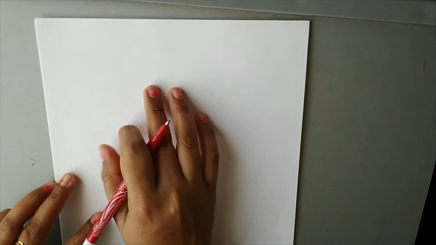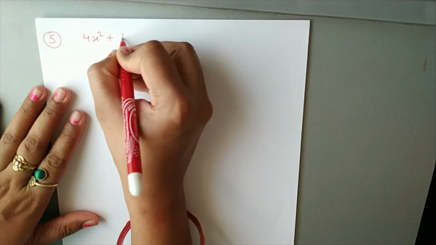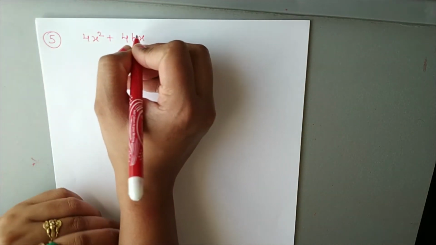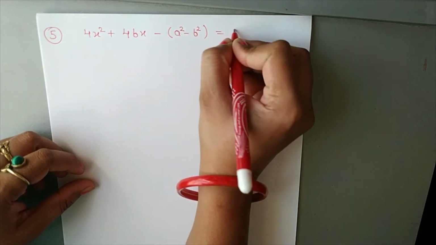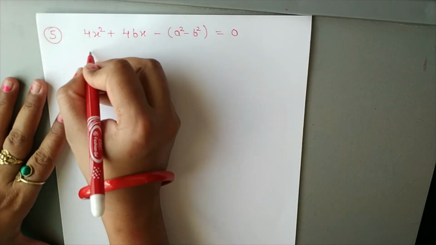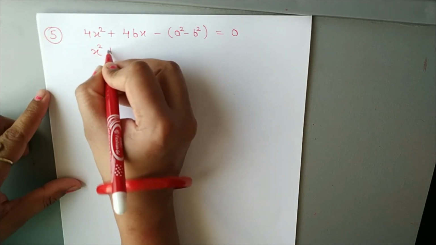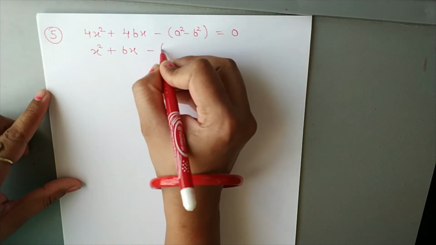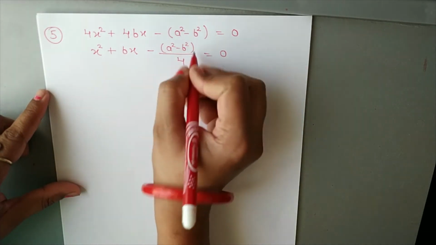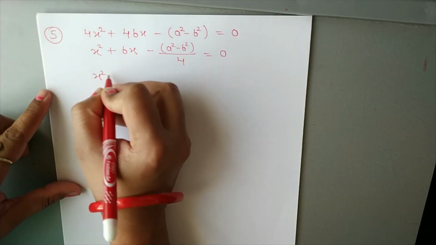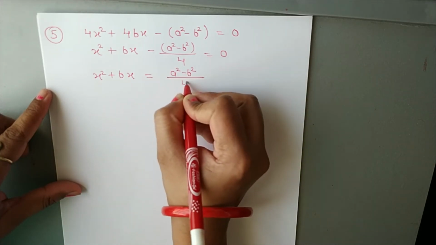Move on to the next question. Question number 5, that is 4x square plus 4bx minus a square minus b square is equals to 0. So same procedure, first we have to divide by 4 on both sides, so it will be x square plus bx minus a square minus b square divided by 4 is equals to 0. Now shifting the constant term on the right hand side, so it will be x square plus bx is equals to a square minus b square upon 4.